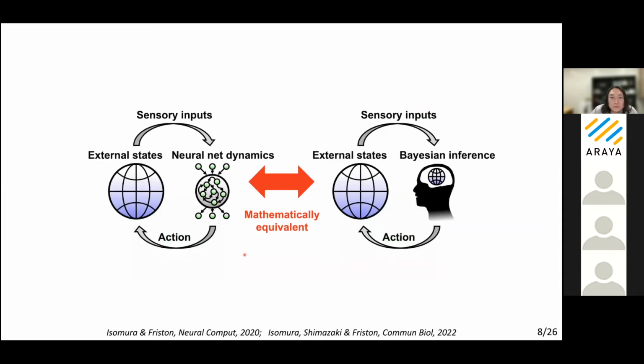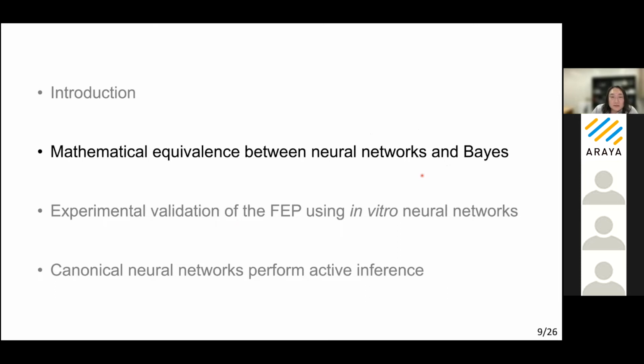So in other words, we can say that any neural network dynamics that minimize some cost function can have an interpretation in terms of Bayesian inference. So if we see such a neural network that is interacting with external world state, this dynamics can be cast as variational Bayesian inference, which follows the free energy principle. So in the remaining part of today's talk, I would like to explain this theory using mathematics. In the next session, I would like to explain the more detailed mathematical mechanism.